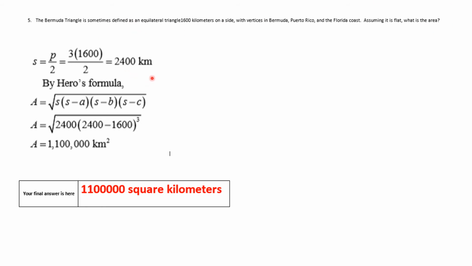Well, we have to use Heron's formula because we know the three sides, but we don't know anything else about the triangle. So we find the semi-perimeter and call that 2,400. We plug it in to Heron's formula, and all of these will be the same numbers. So that's really just cubing that, and you end up with 1,100,000 square kilometers is the unit that you should have for this.